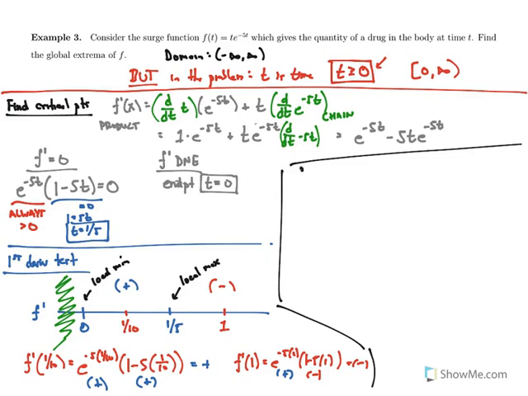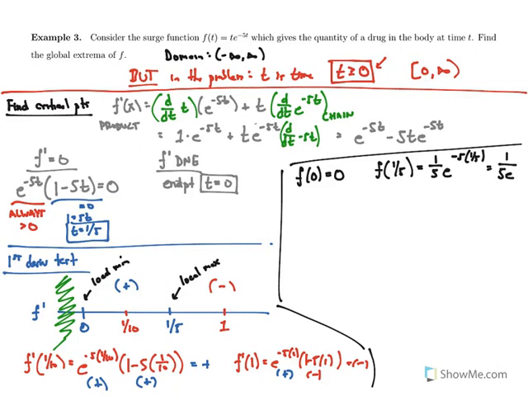If we plug in 0 into our function, we get 0. When we plug in 1/5, we get 1/5 e to the negative 5 times 1/5, which is e to the negative 1, which is going to be 1 over 5e.